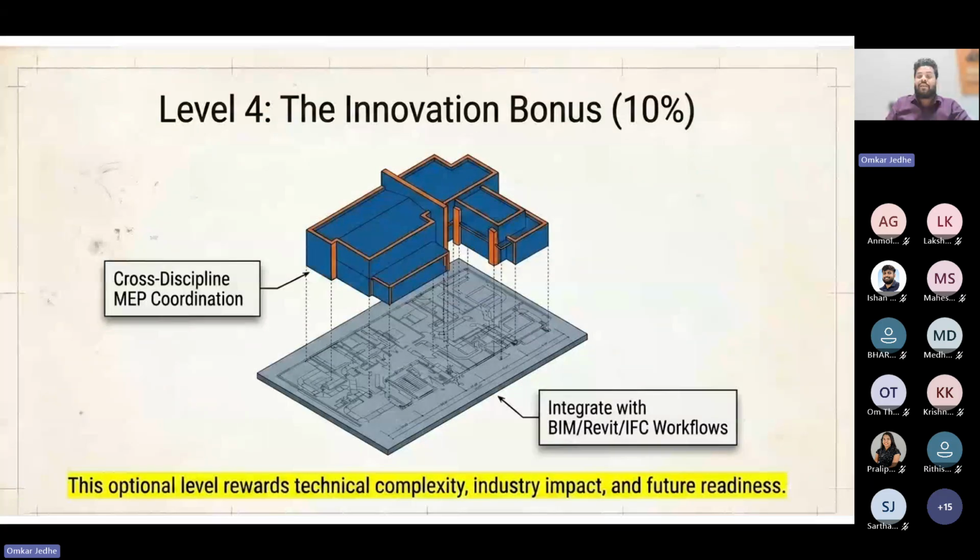Or if you're able to integrate, whatever computer vision model you try to build, if you are also able to integrate that 2D one with the 3D one, with the BIM, Revit, or IFC file, I think that is something innovative. This is just an example. I'm not saying you have to do this, but this could be one option that could be made as an innovation bonus. And you can think of more and try to solve it accordingly.